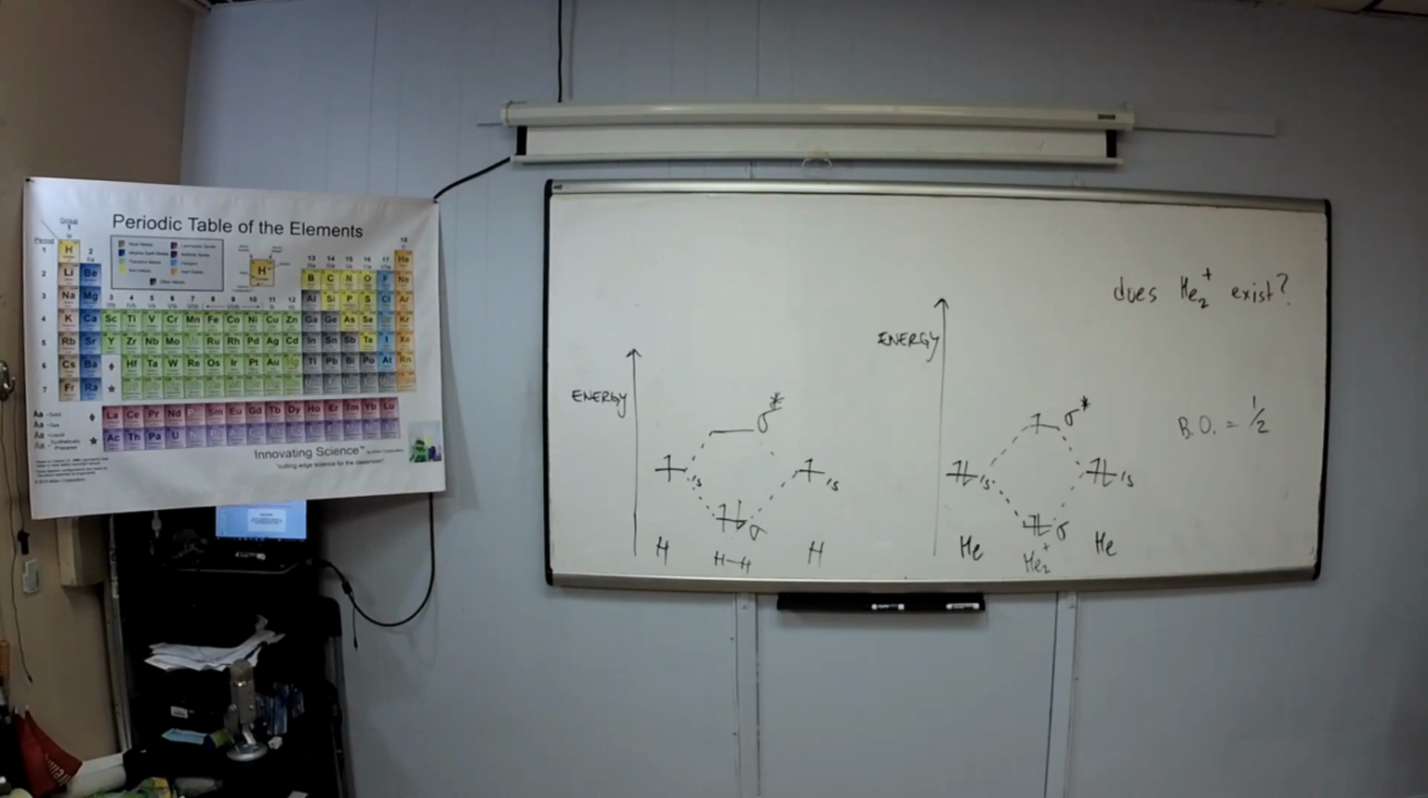2 minus 1, the answer is 1, and then divide that by 2, half. So there's half a bond. What's half a bond? It's more than nothing. There's some amount of bond. So the helium-2 cation does exist. They're going to grab onto each other if you rip away an electron. Otherwise, they're going to just be inert. They'll follow the ideal gas law.